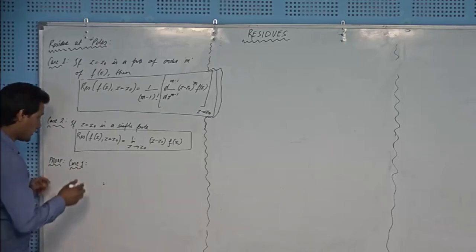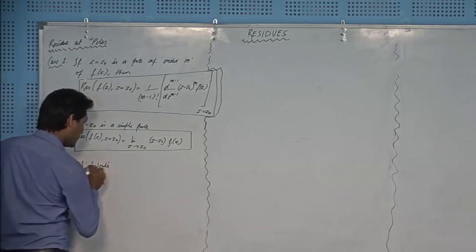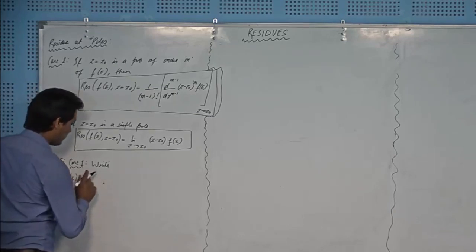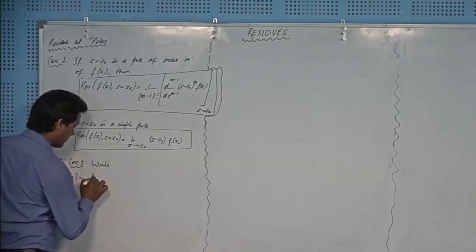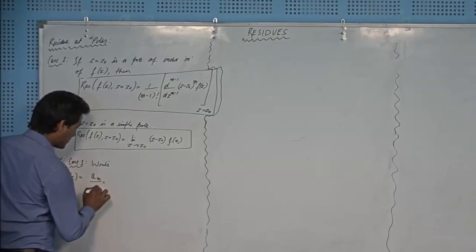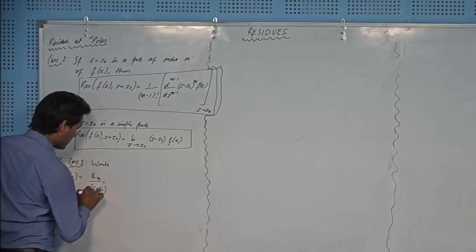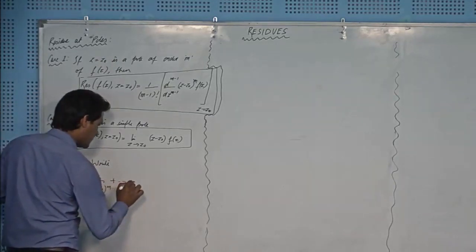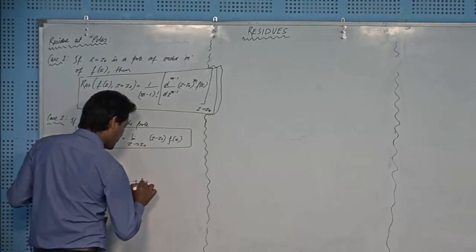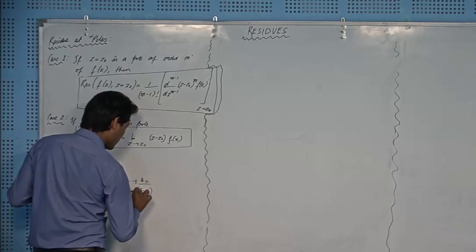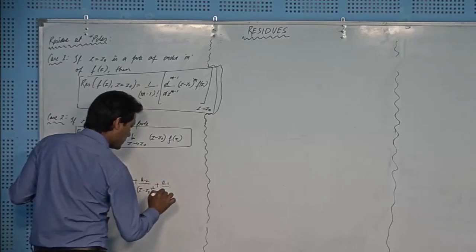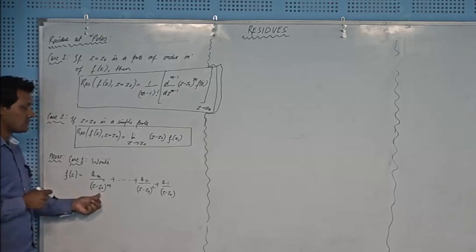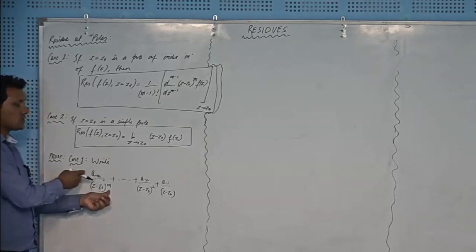So I am writing that f(z) in this notation equal to the most negative power will be a minus m over z minus z naught to the power m, right? And then a minus 2 (z minus z naught) squared, then a minus 1 over (z minus z naught). This is the principal part, right? And you can see that the most negative power of z minus z naught is m, right? After this, all the terms are 0, right?